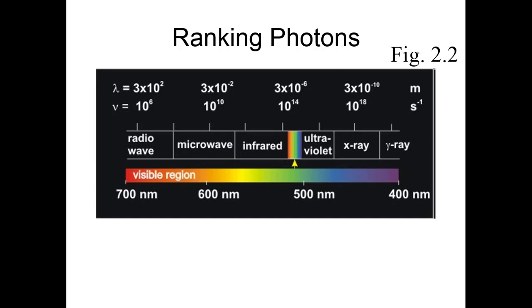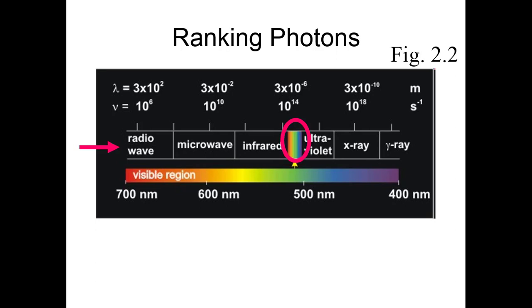Let's compare the energy, frequency, and wavelengths of various photons. To help us, we will use figure 2.2 from the textbook, which is shown here. Notice that in the middle of the figure, different types of light are shown using their common names. The visible portion of the spectrum has been blown up and shown at the bottom.